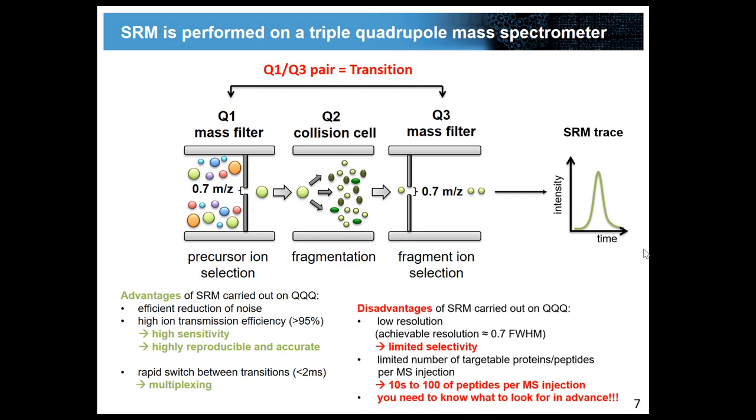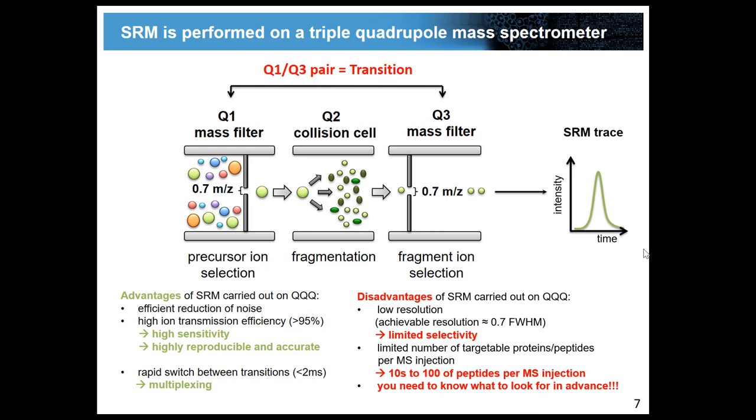These are the advantages. There are also disadvantages, of course, and the major disadvantage of a quadrupole mass analyzer is the low resolution. So compared to an Orbitrap or to a TOF instrument, we have this very low resolution, which will always have a limited selectivity compared to the high mass accuracy, high resolution analyzers. We also have a limited number of proteins, peptides, or transitions that we can monitor per injection. We can measure several, but we are somehow bound to this range of tens to maybe 100 peptides per injection. And the major disadvantage of SRM is you need to know what to look for in advance.